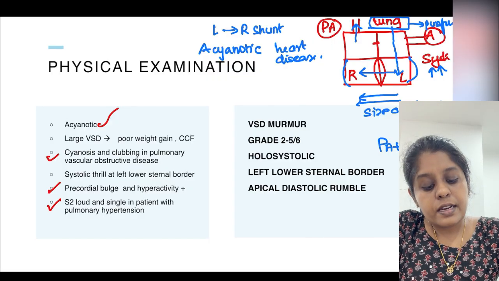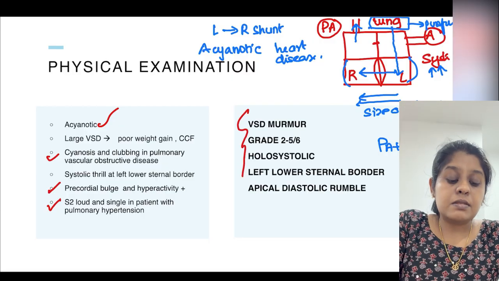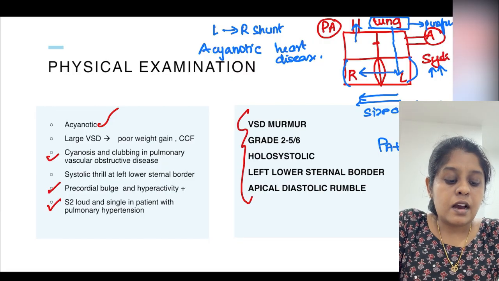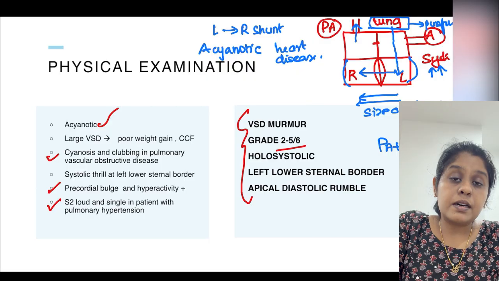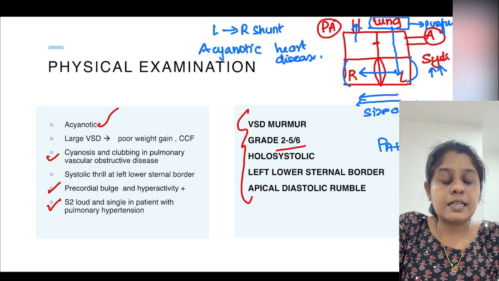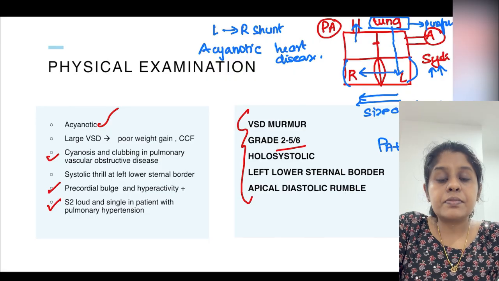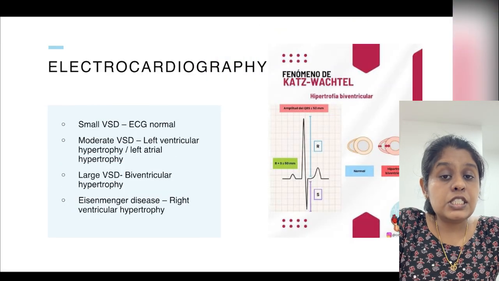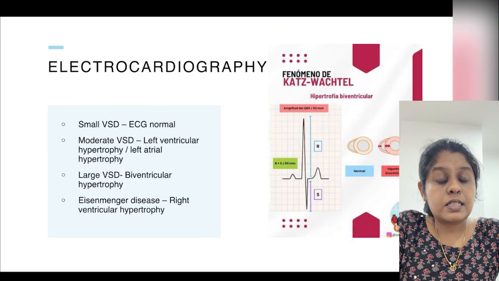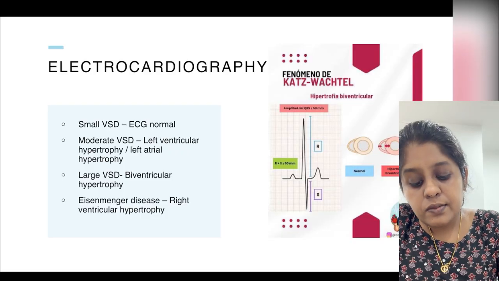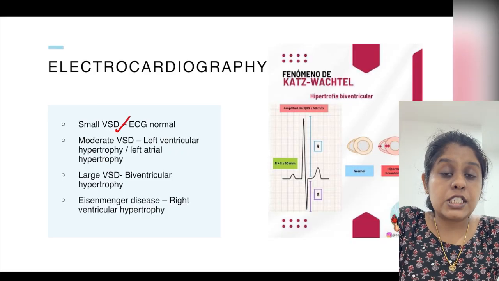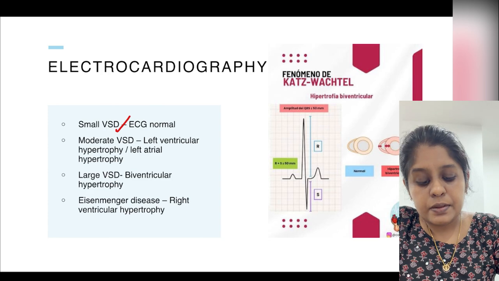So how do you define a VSD murmur? A VSD murmur will be a grade 2 to 5 out of 6 holosystolic murmur which is heard in the left lower sternal border with an apical diastolic rumble. So coming to the ECG findings of VSD, we know that in small VSD, most of the time the left to right shunt may not be significant, so the ECG will be normal.